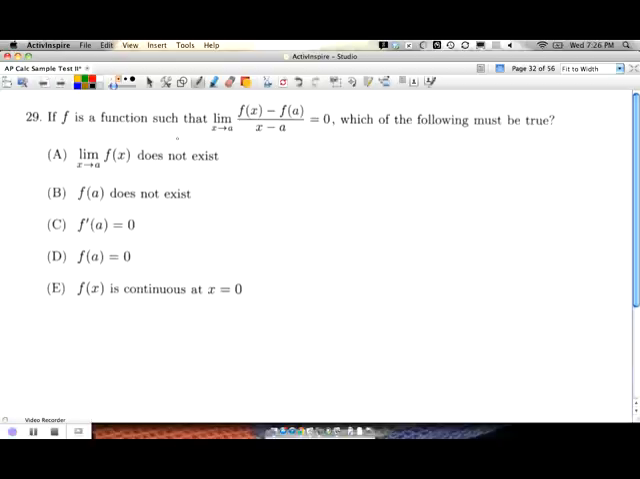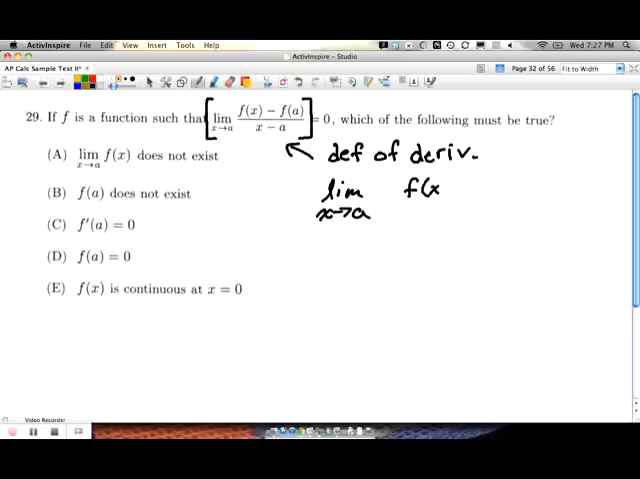When we look at number 29, it says if f is a function such that we have this piece right here, which of the following must be true? Well, this is a limit that we're looking at, but it's not just any limit. This is another form of the definition of derivative. And what that means is that I'm really trying to find what this means as a function. If I were to rewrite that, limit as x approaches a of f of x minus f of a all over x minus a.